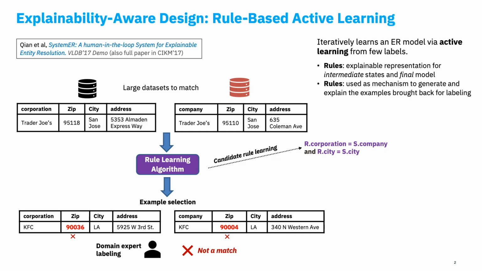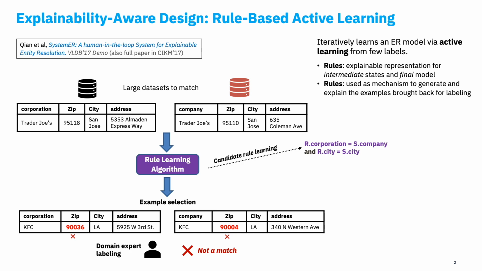System ER iteratively learns an ER model via active learning from few labels. During this learning, rules actually play a dual role. First, they are used as an explainable representation for the intermediate states, as well as for the final model, once learning is done. Second, rules are also used as a mechanism to generate and explain the examples that are brought back for human labeling. At a high level, the system works as follows.